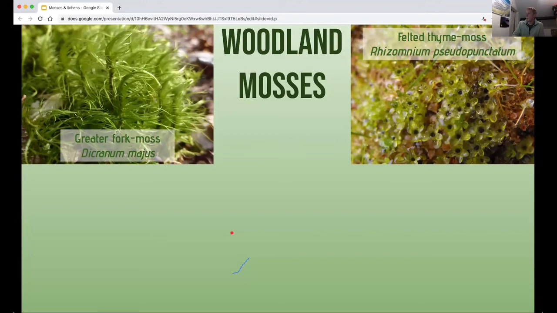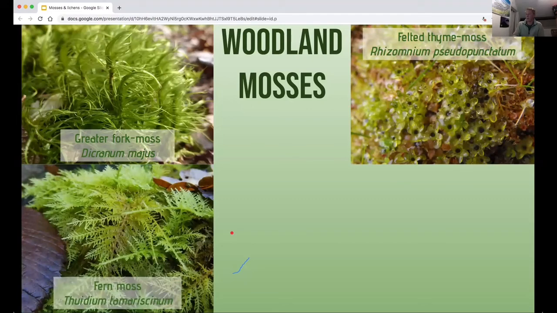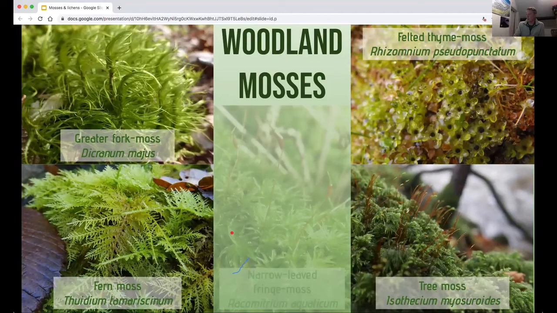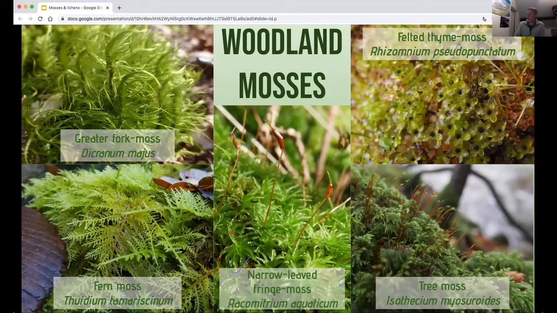Felted thyme moss, with a translucent leaf, you can see that, just one cell thick. So all that leaf will absorb water, it will also lose water. So it's found in a very damp environment, very humid. Fern moss, it's got this regular branching, very, very common in woodlands. And then one on trees that you find, there's not so many species that live on trees because it's quite a dry environment. But tree moss there, and then narrow-fringed moss, just to give an idea.